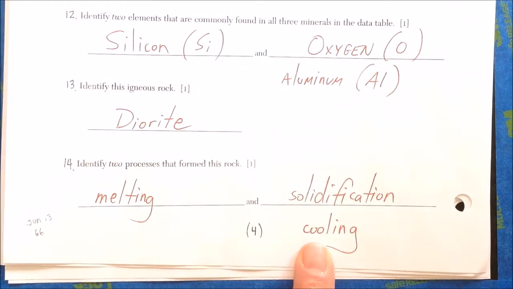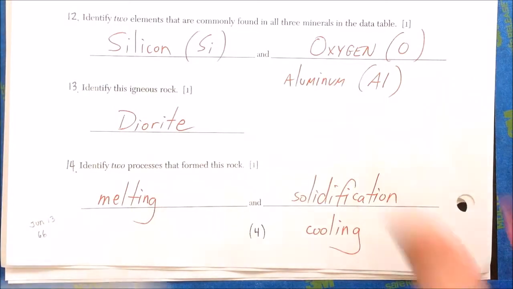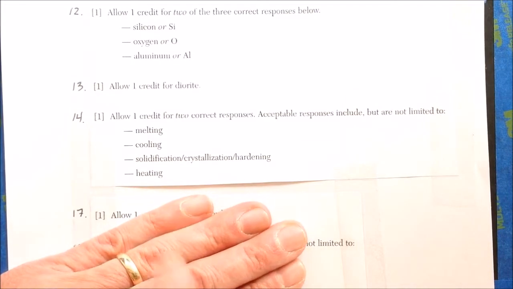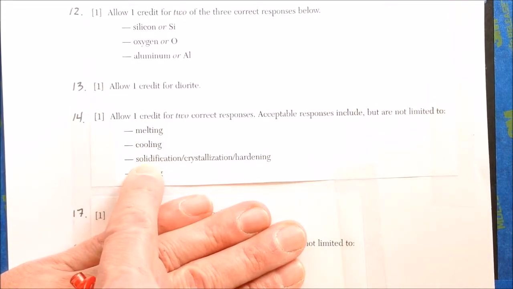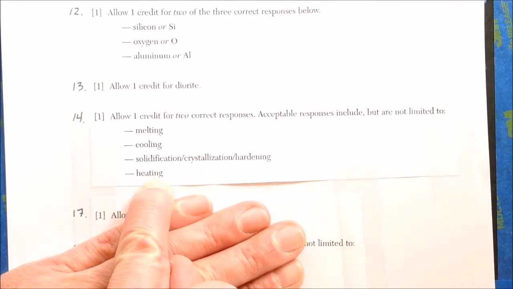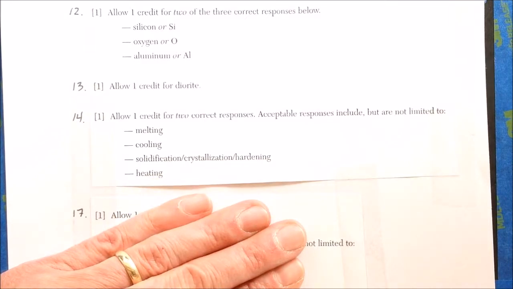And just to show you, what did the Regents suggest for that? The Regents exam key said you could write any of these: melting, cooling, solidification or crystallization, hardening even. So they're making it more broad, and even heating. The Regents says that you can accept all of those as answers. So we're going on here.